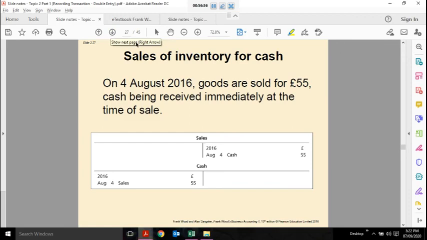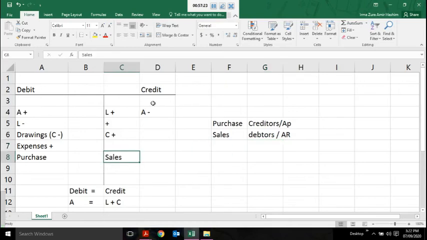Okay, now what about sales of inventory for cash? On 4th August 2016, goods are sold for 55, cash being received immediately at the time of sales. So now goods are sold. What will happen to your inventory? Your inventory will become lesser, right? And this is due to sales. So sales, you have to record it on the credit side.